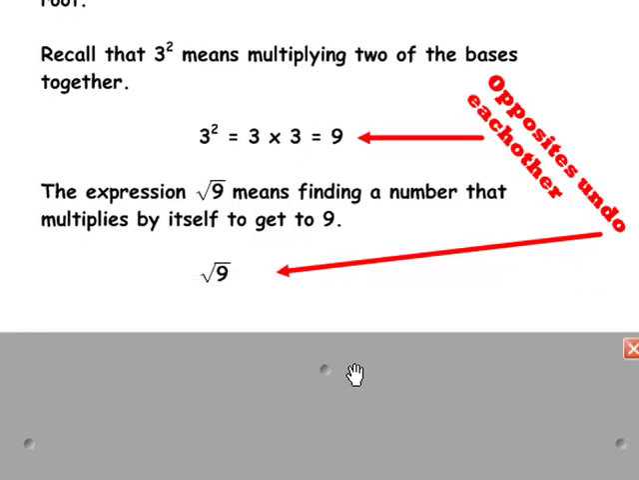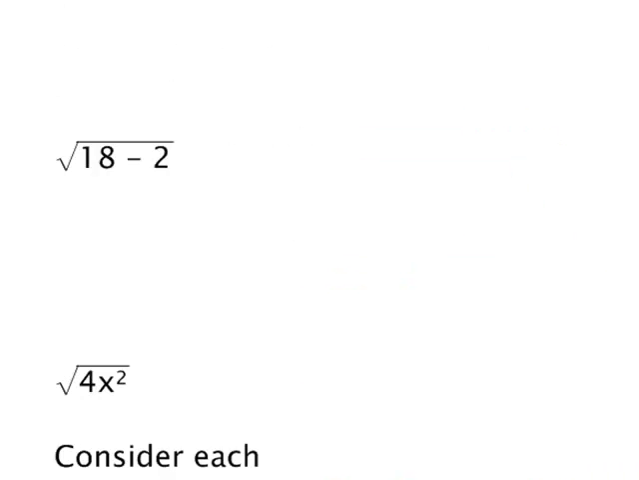So in effect, these operations are going to undo each other. So if we had to square the number 3 to get to 9, if we take the square root of 9, we'll get back to the original number 3. Let's take a look at some examples of this.